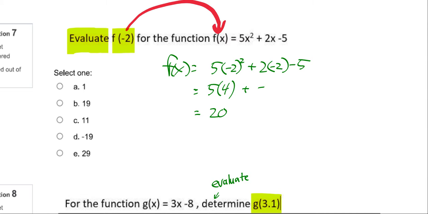2 times -2 is -4. That stays -4, nothing to do there. And -5 is still -5. So 20 minus 4 minus 5. Just going to double check because I don't trust myself. It is 11. So 20 minus 9 is 11. We choose C.